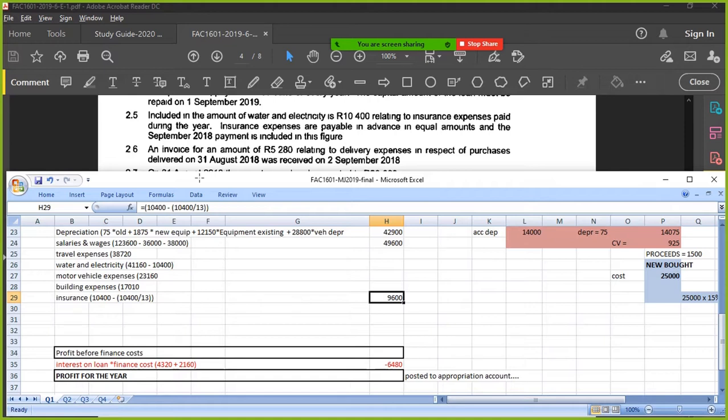9,600 is your insurance. Okay, take out the prepaid expense. All right, prepaid expense you would disclose in a statement of financial position. You're not asked for that. You don't have to worry about it.